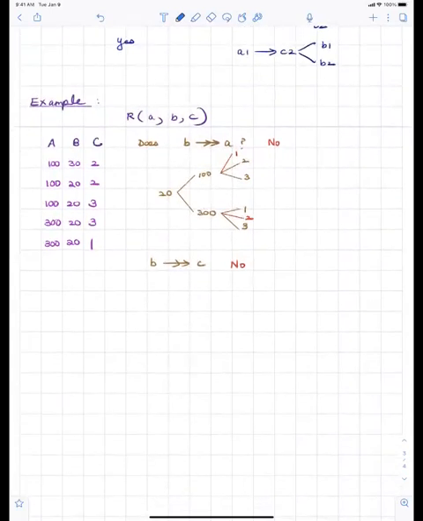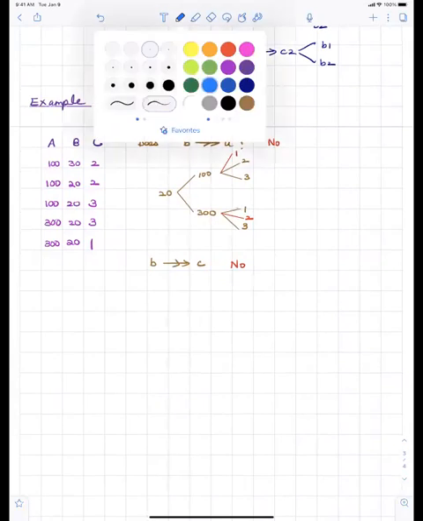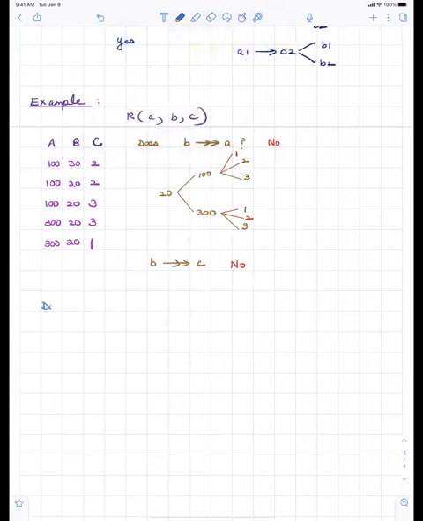So B does not do for A, and if it doesn't do for A, it will not do for C. There's a rule, so we don't even have to look. But let's look at, does C multi-value determine B? So I want you to look for the next one. Does C multi-value determine, should we look at B, or it doesn't matter?